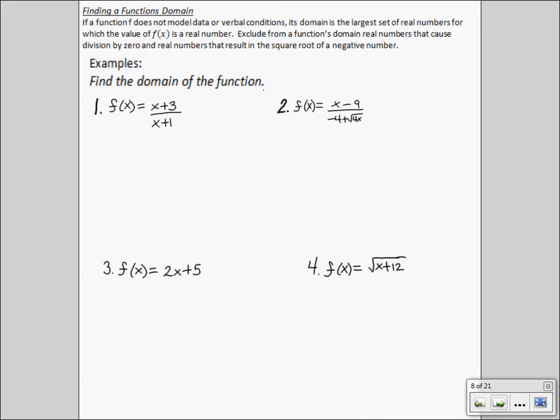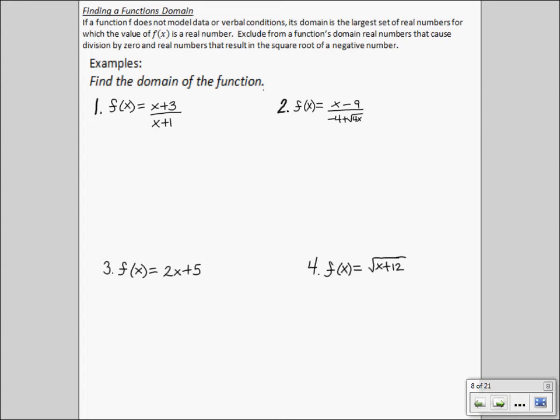For this kind of section, you're going to probably be asked to find the domain. If a function does not model data or verbal conditions, its domain is the largest set of real numbers for which the value of f of x is a real number. Exclude from a function's domain real numbers that cause division by zero and real numbers that result in the square root of a negative number. So for this example, find the domain of the function.